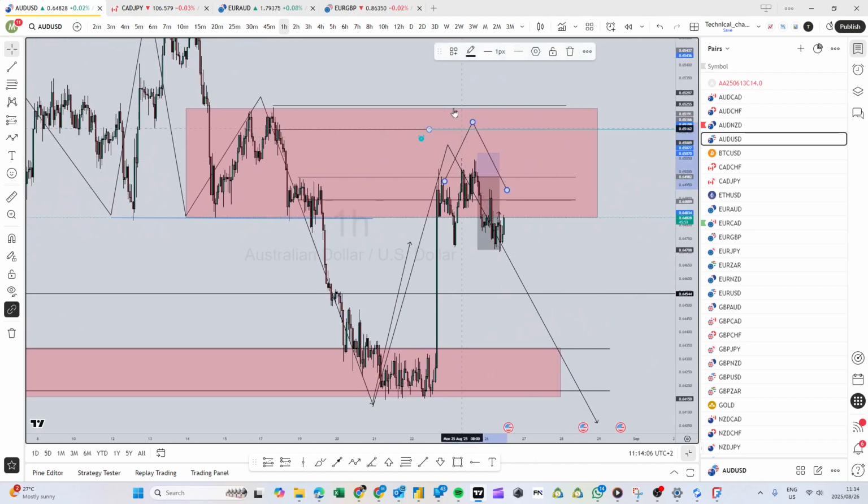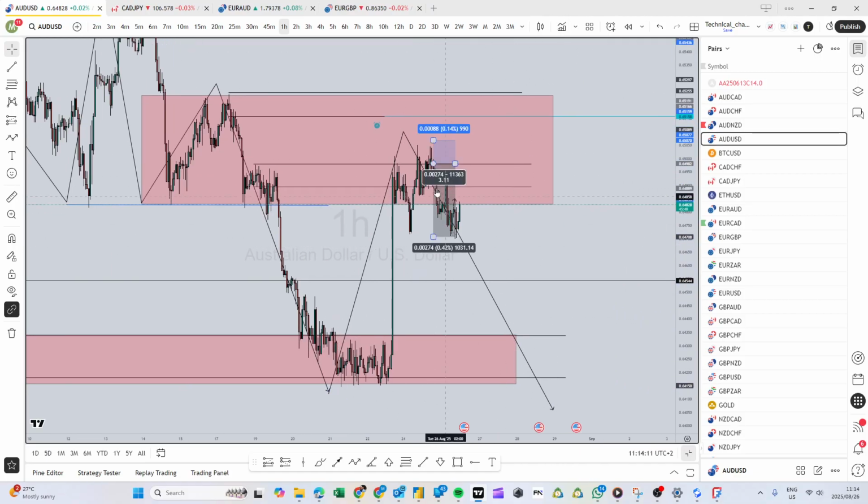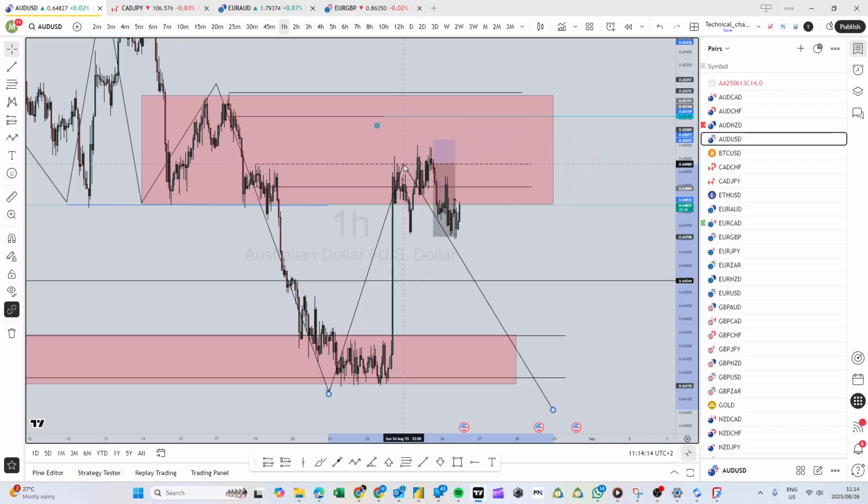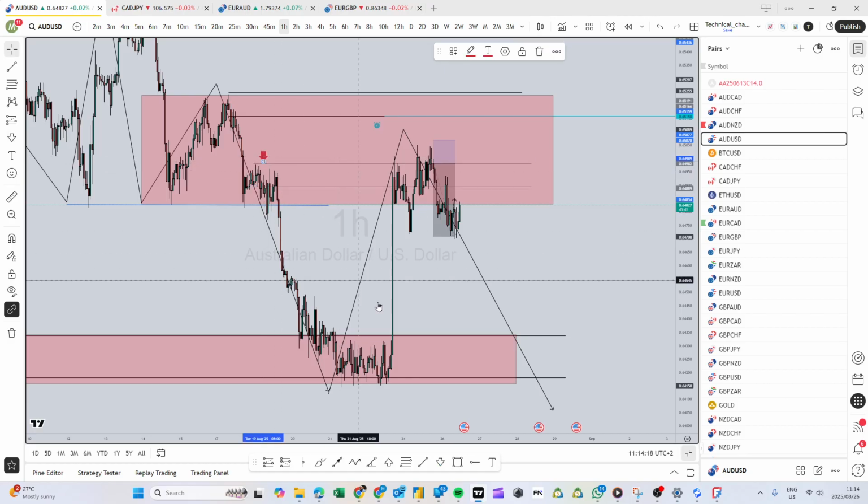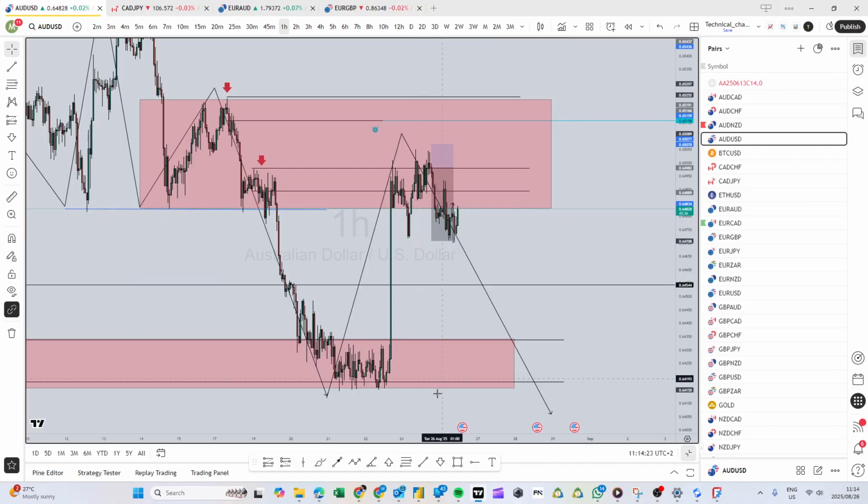The first level, this was the first level right here. Let's say this was my first level, and then that was my second level. So had the market continued up, broken through, I would have looked for a possible entry down there, but then I did manage to get an entry on the first level.